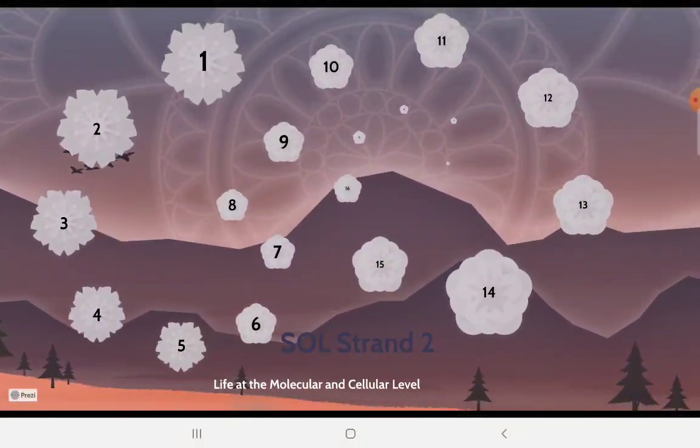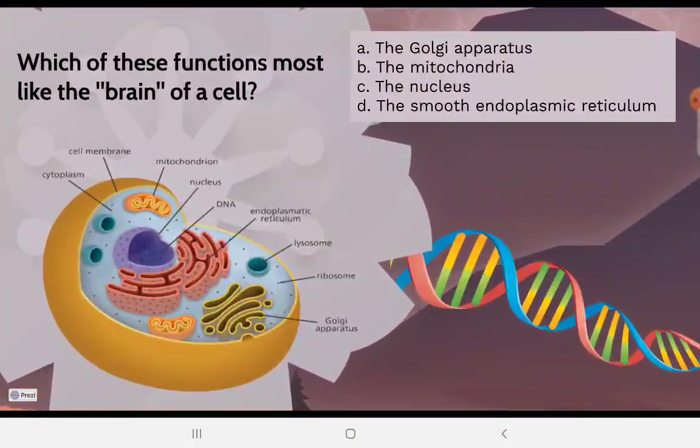Coming up next, we got number 5, and we're moving at a good pace. That's good. Which of these functions most like the brain of a cell? So what does it mean to have a brain? Well, in your brain, you process information, so it's like the information center. So what can we think of that is information in your cells? Well, DNA is. DNA is actually information that is passed down from your parents. It's the information, it's like a cookbook, that designs your cells.